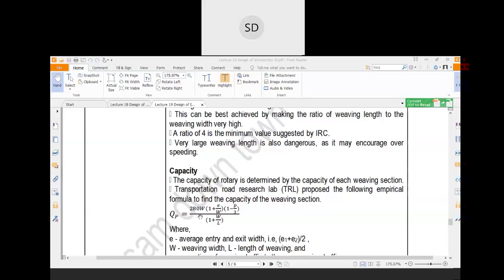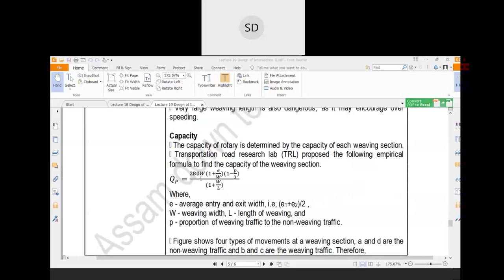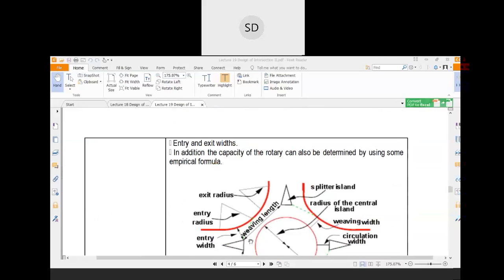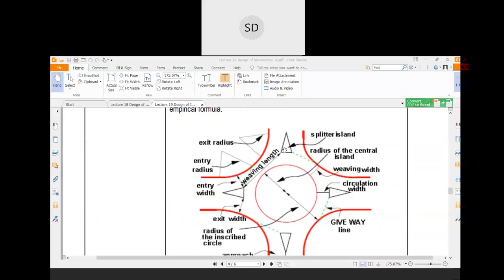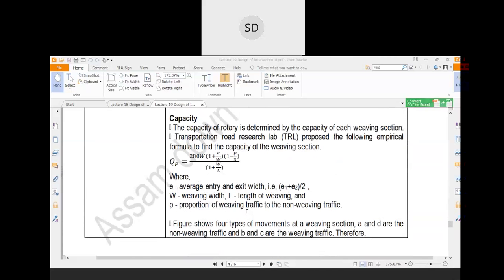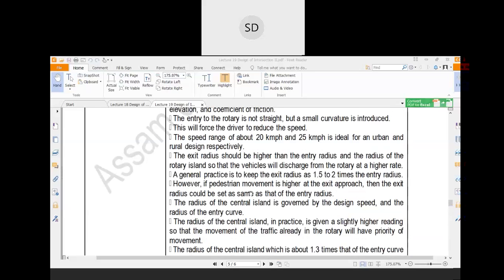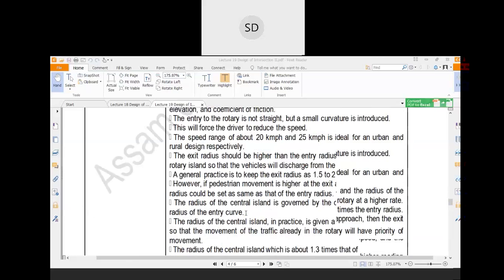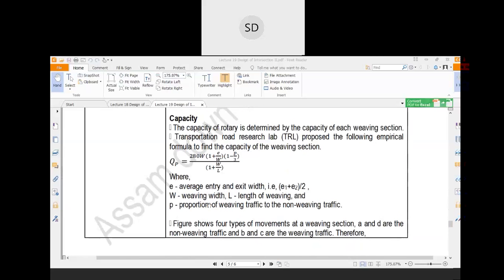For this reason, first you can find out the capacity of the intersection using this formula, where W is the weaving width. You know what the weaving width is. This is the weaving width, this is the weaving length. E is the average entry and exit width, that is E1 plus E2 divided by 2. Entry and exit width means this one plus this one, divided by 2.